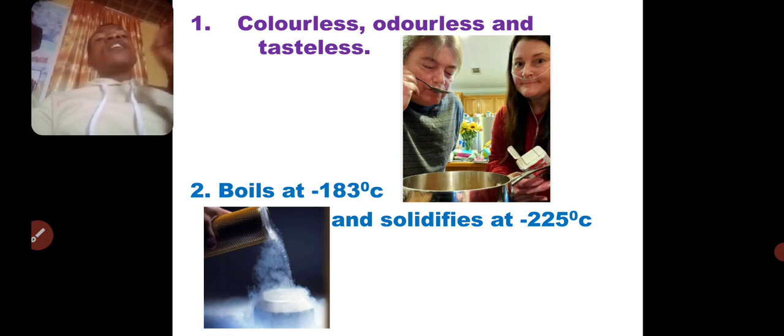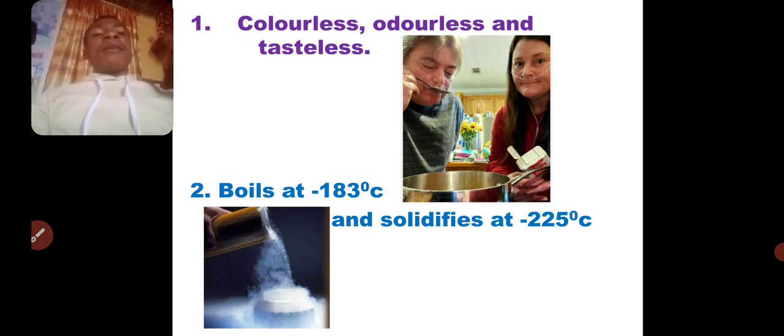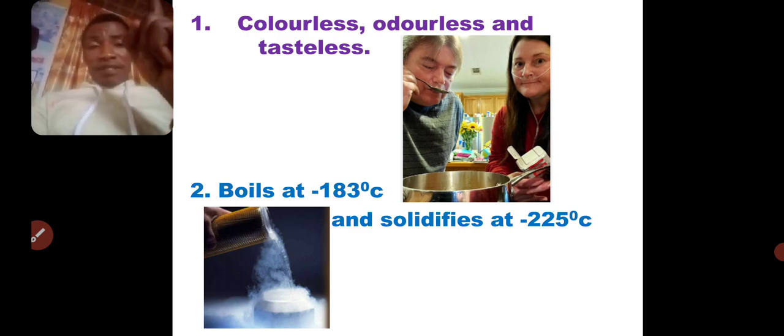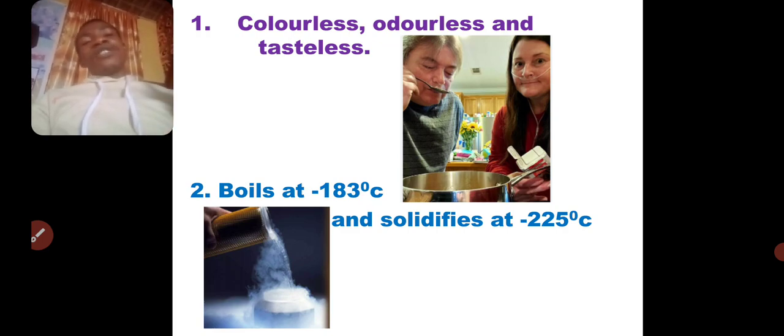The boiling point of oxygen is minus 183 degrees Celsius. It boils at that temperature and it solidifies, turning to solid oxygen, at minus 225 degrees Celsius. Come again: oxygen boils at minus 183 degrees Celsius and solidifies at minus 225 degrees Celsius. So at any temperature lower than minus 225, oxygen exists as a solid, and above minus 183, oxygen exists as a gas. In between those two temperatures, oxygen is a liquid.